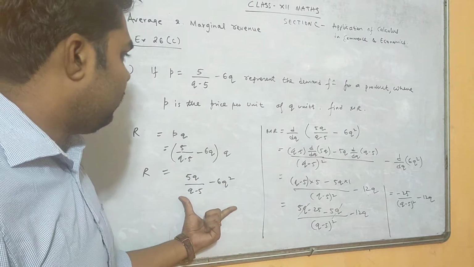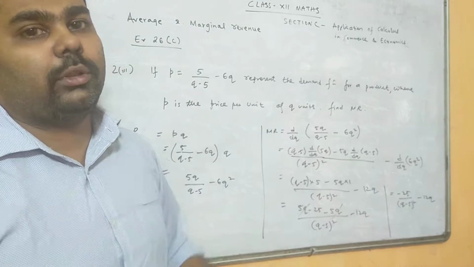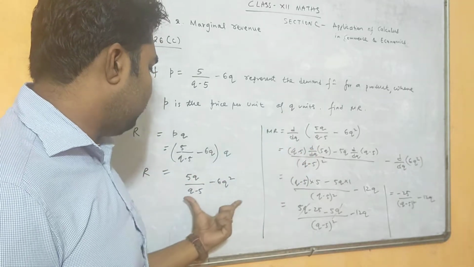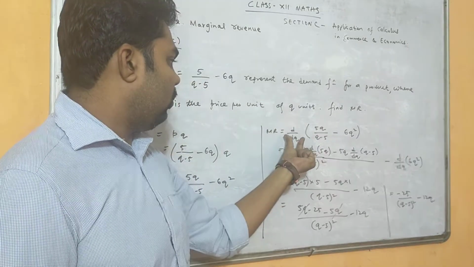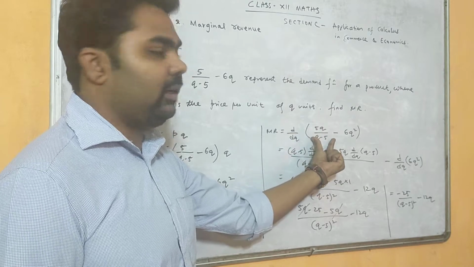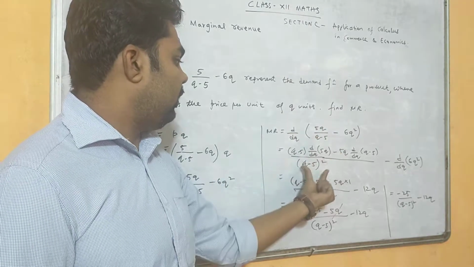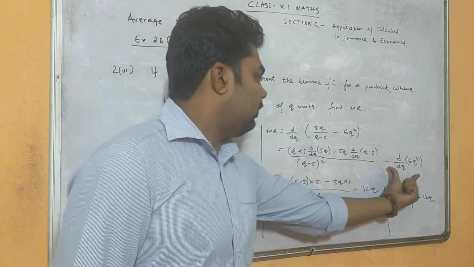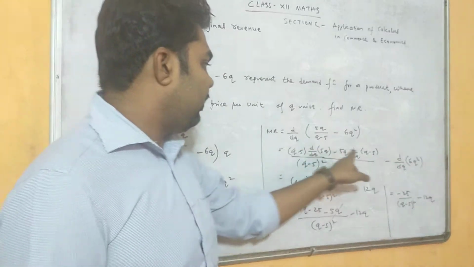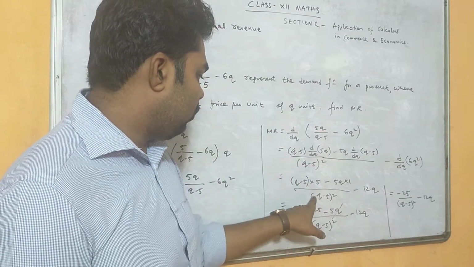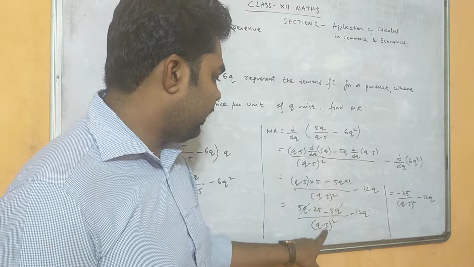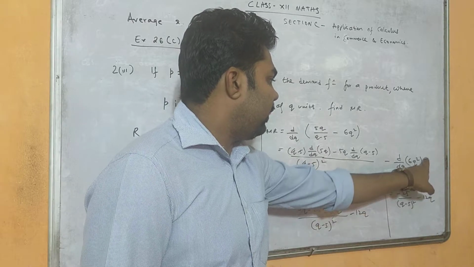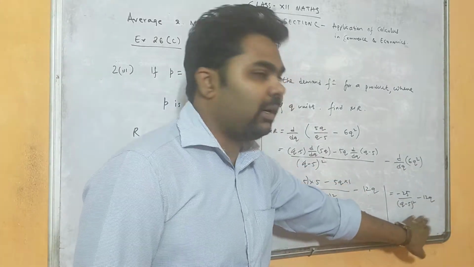After getting the revenue function, we have to get the marginal revenue by differentiating with respect to Q, because the number of units is Q. So d/dQ of this revenue function. The first term is in division form, so we use the u by v rule: (v du/dx minus u dv/dx) over v square. Now d/dQ of 6Q square separately. When I differentiate, 5Q and 5Q got cancelled, we got minus 25 over (Q minus 5) whole square, and d/dQ of 6Q square is 12Q, right? So this is our marginal revenue.